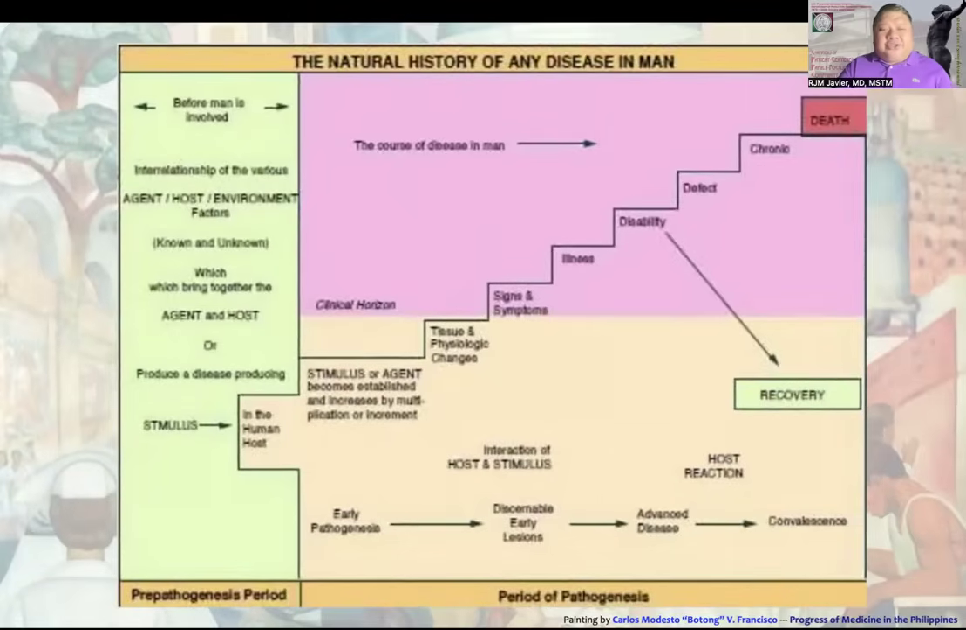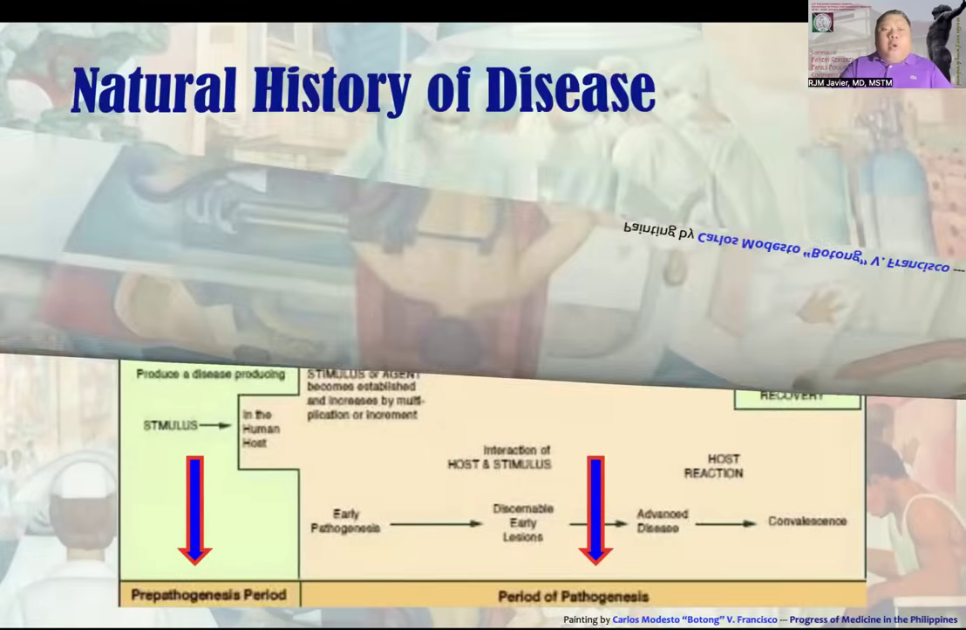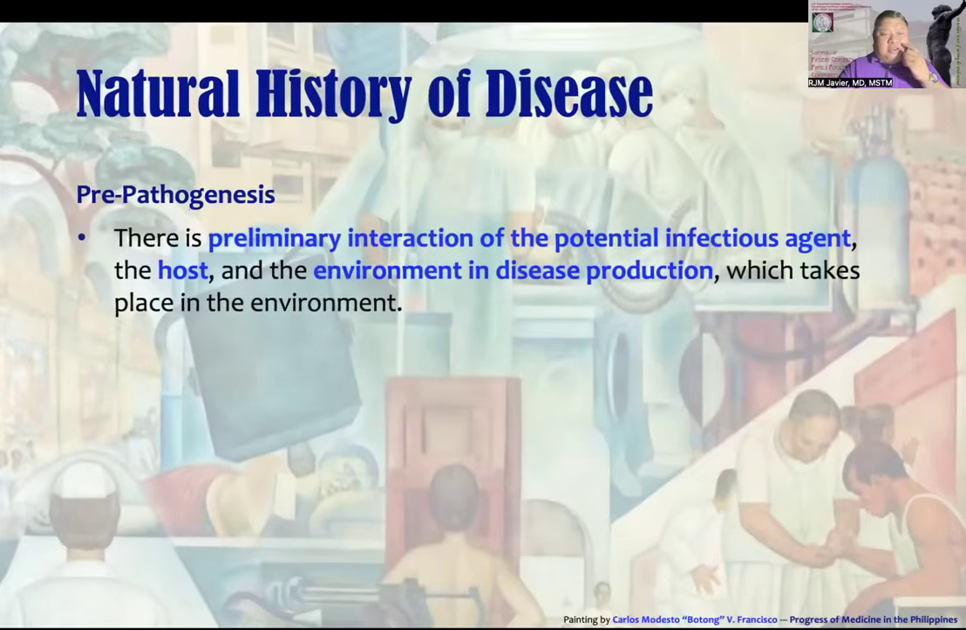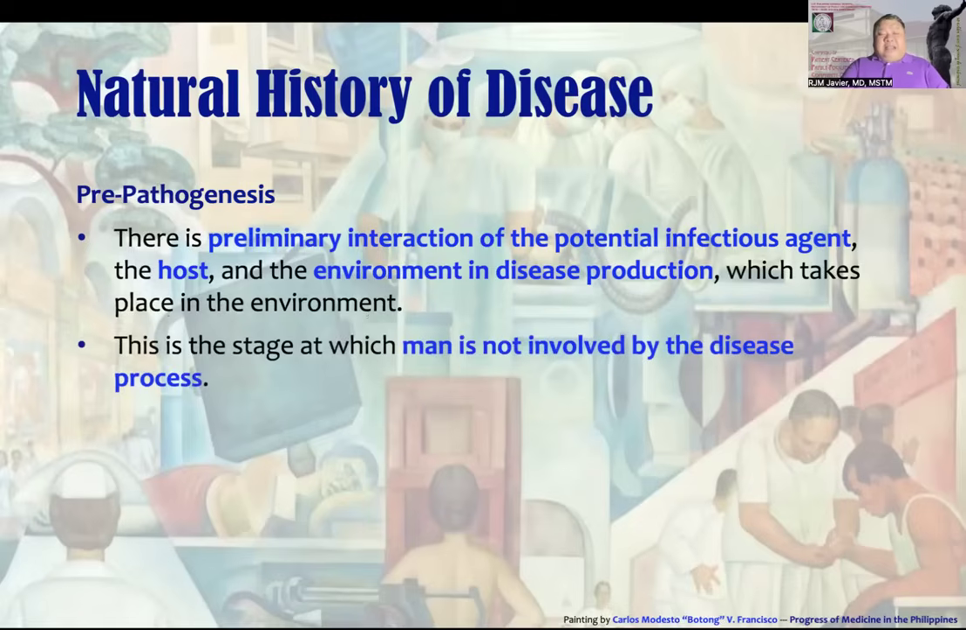So this is a graphical illustration of the natural history of disease. This is actually the same for most communicable and to a certain point some non-communicable diseases. But what is important is to identify that there is what we call your pre-pathogenesis and your pathogenesis period. When we talk of the pre-pathogenesis period, this is where the preliminary interaction of the potential infectious agent and the host in a given environment would often take place. And this is the state at which man is not yet involved by the disease process.